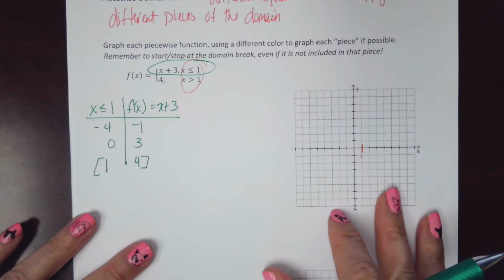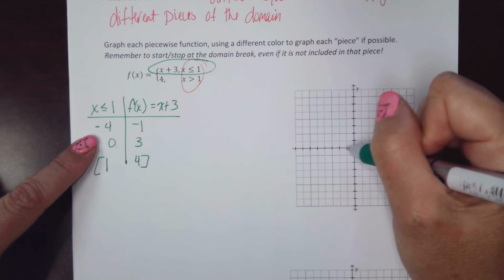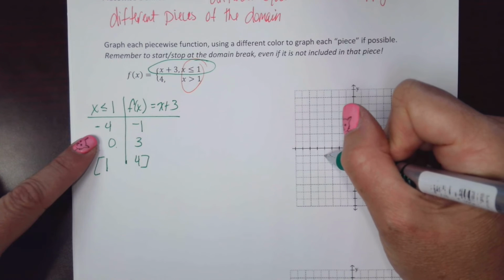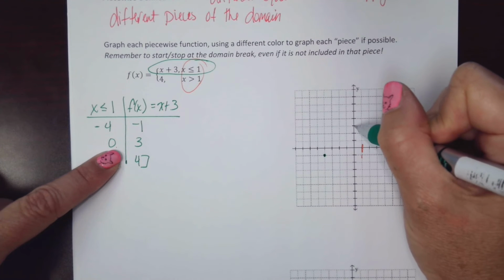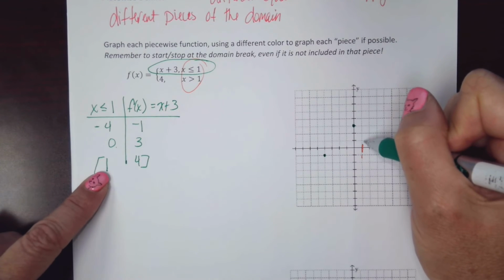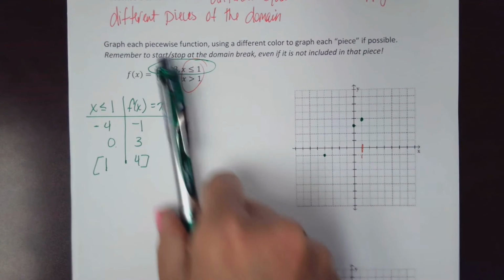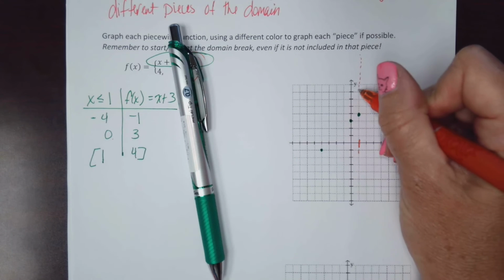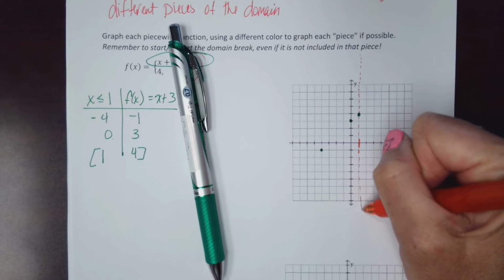Let's go ahead and graph this line. So my line, I picked -4, and that is down here at -1. I picked 0. 0 is at 1, 2, 3, and then I picked 1. 1 gets included in this piece, and it's at 4. Now that's where I stop. There's an imaginary line here that I'm not going to cross with that piece of my function, okay? That's where my domain breaks.